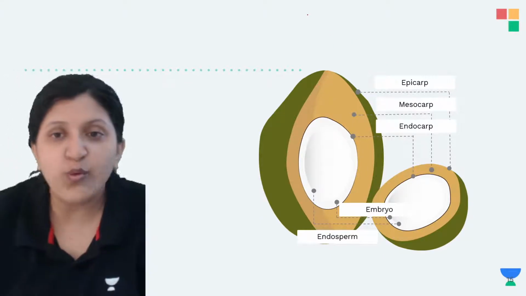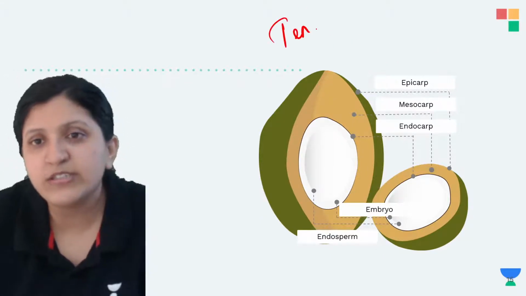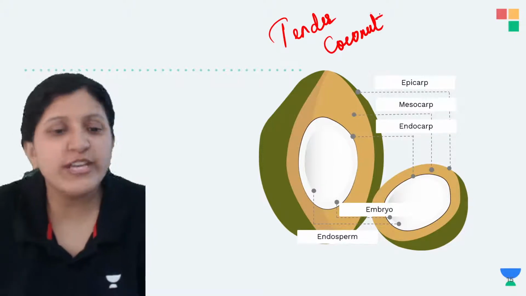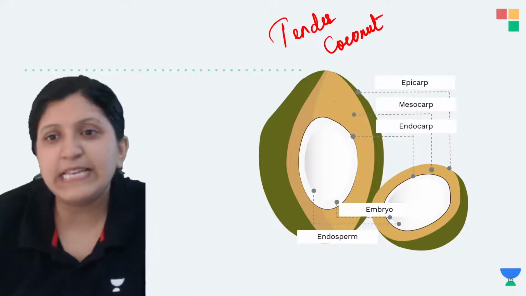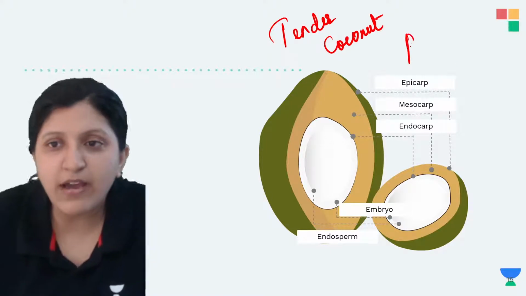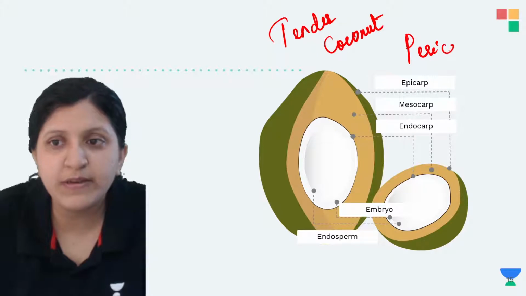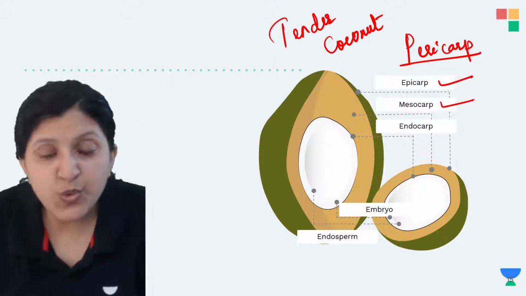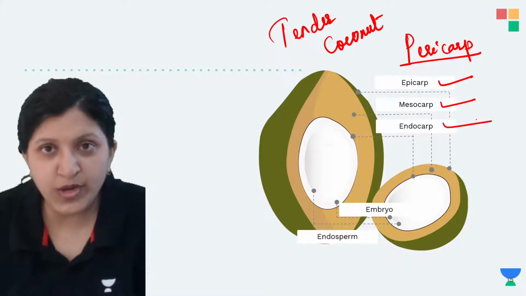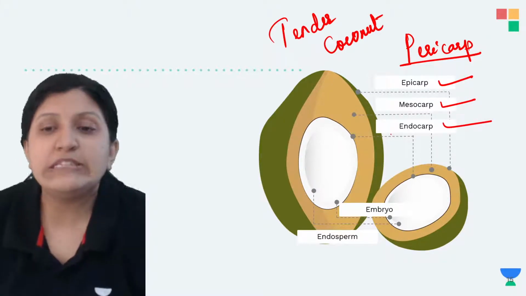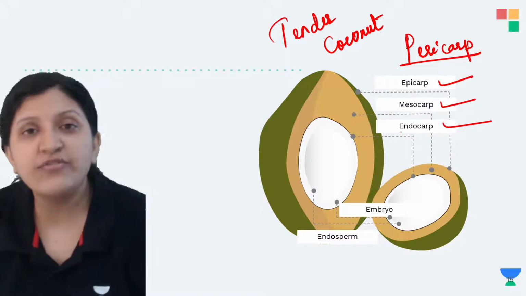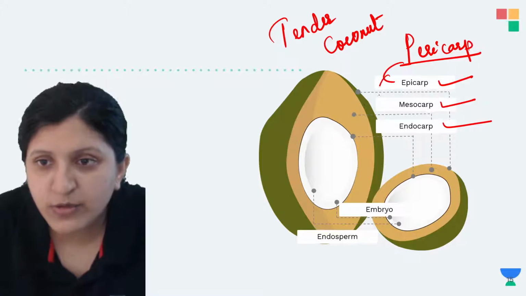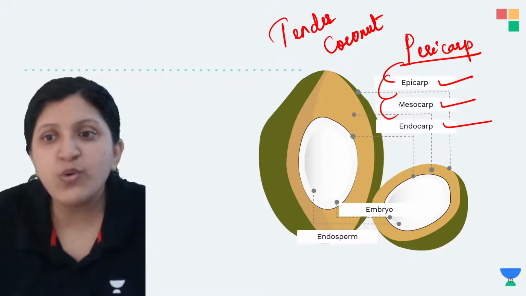Now the fruit wall. So this one is a tender coconut. What do you see in a tender coconut? Basically there is a pericarp. The pericarp is again divided further, where you can see an epicarp, a mesocarp, and then an endocarp. You can see these changes only after fertilization has occurred. So these are the parts.